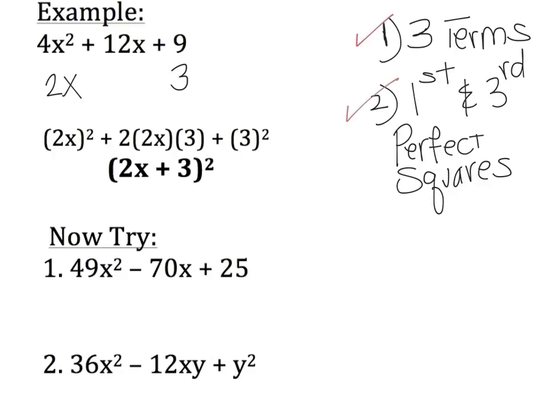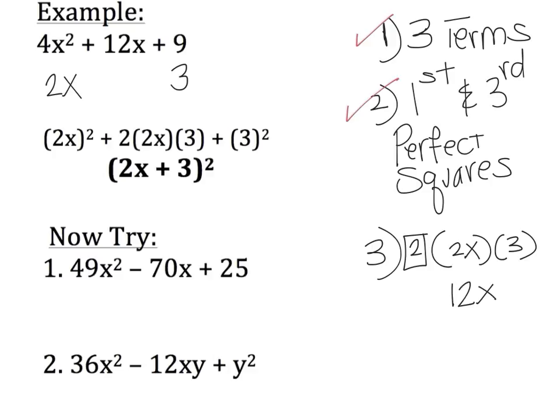Now the third thing I need to check for is, what if I multiply 2x times 3. What will I get? 2x times 3. That's a 6x. So if I multiply 2x by 3 and 2, I need to double it. So 2 times 2x times 3, that will give me 12x, which is the middle term. So all three rules are satisfied. Let's review what they are.